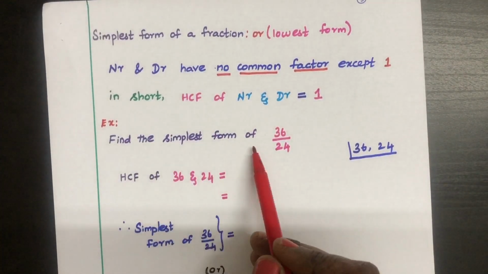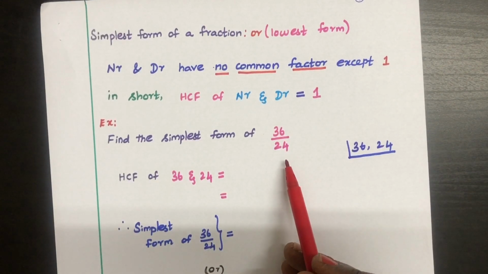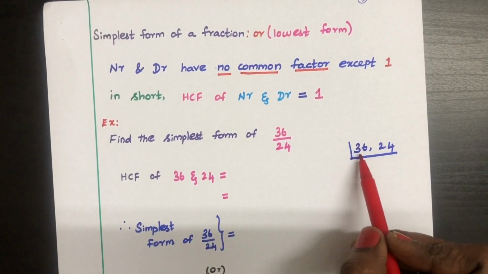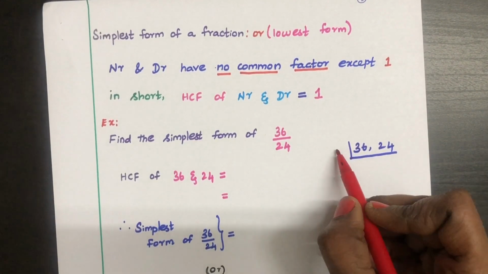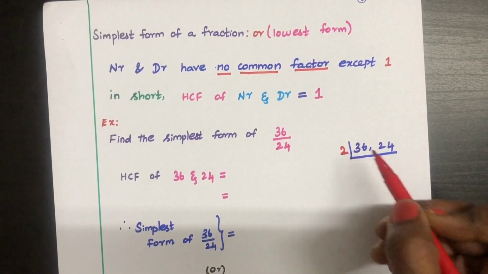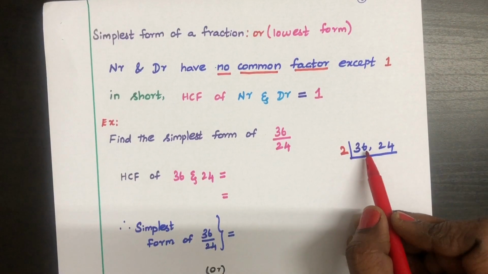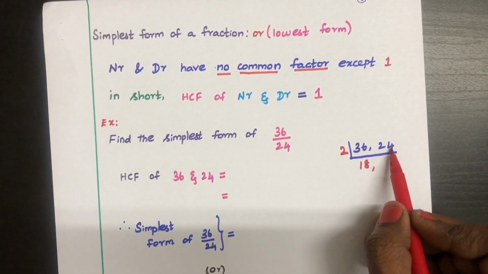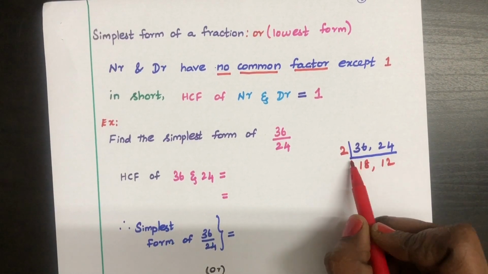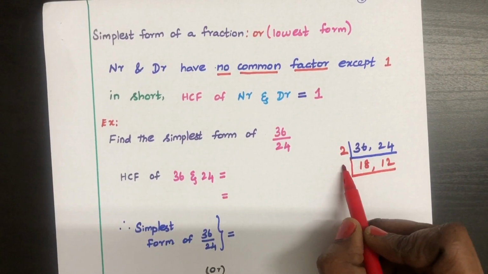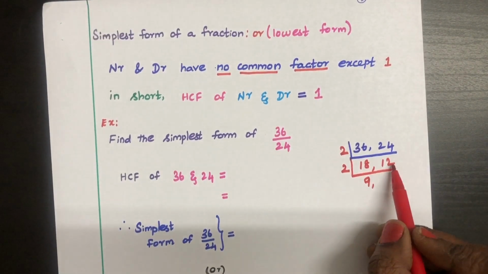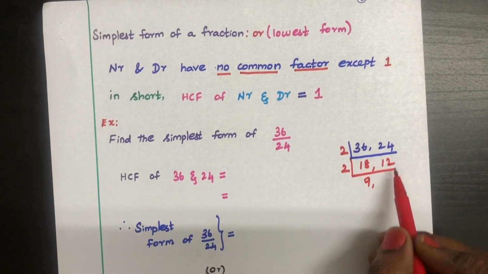See, find the simplest form of 36 by 24. We need to find the HCF for these numbers. So 36, 24. What is the smallest prime number? 2 we can use. So how many 2's in 36? 18. How many 2's in 24? 12. Here also 2 can divide. So 2. How many 2's in 18? 9. How many 2's in 12? 6.